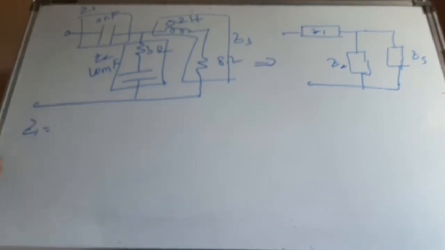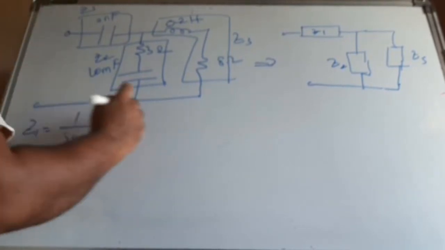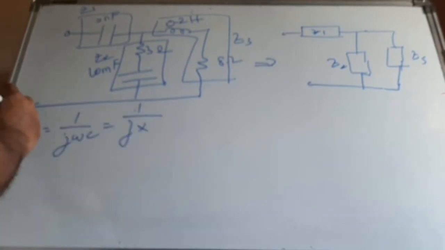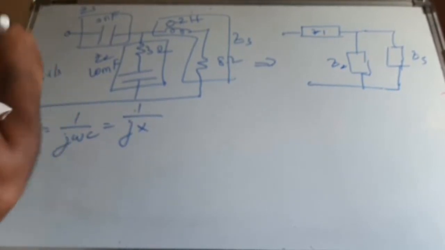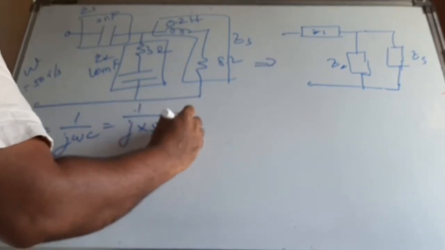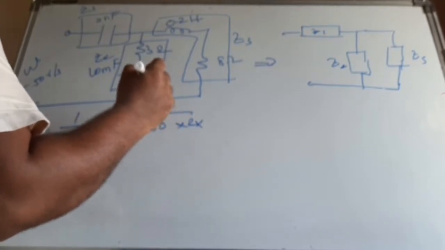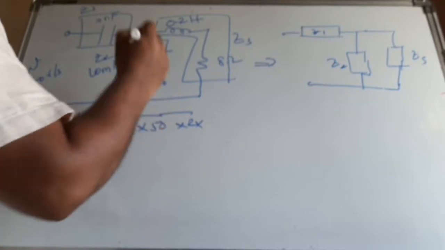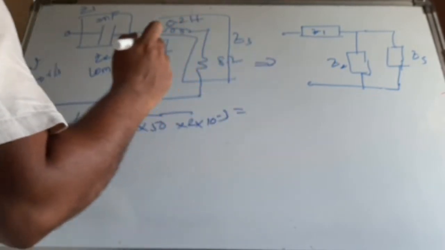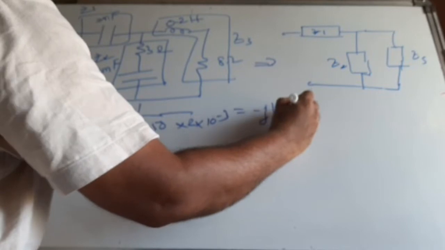From this you can see that Z1 is equal to 1 by j omega C. In this problem, omega is equal to 50 radians per second, so it is 1 by j into 2 millifarad, 10 power minus 3. So you can write Z1 is equal to minus j10 ohms.